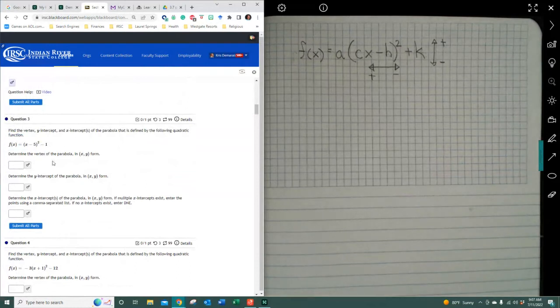Now here it says find the vertex, the y-intercept, the x-intercept of the parabola that is defined by the following quadratic function.